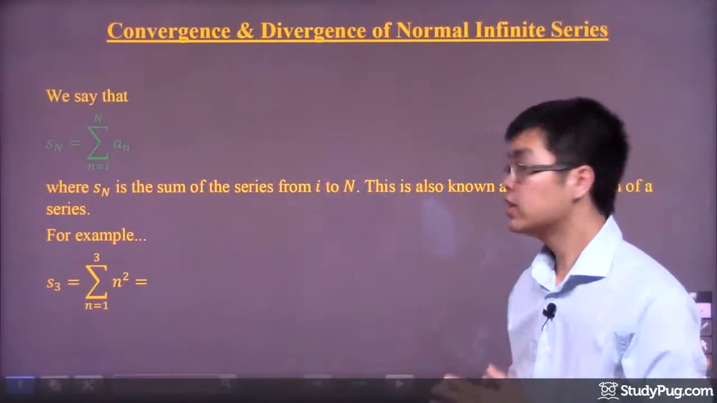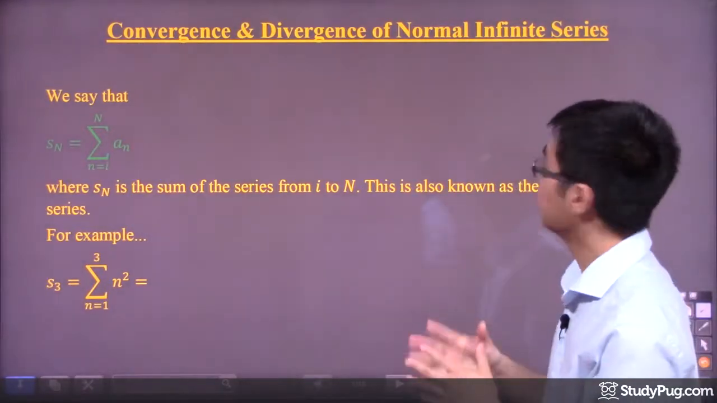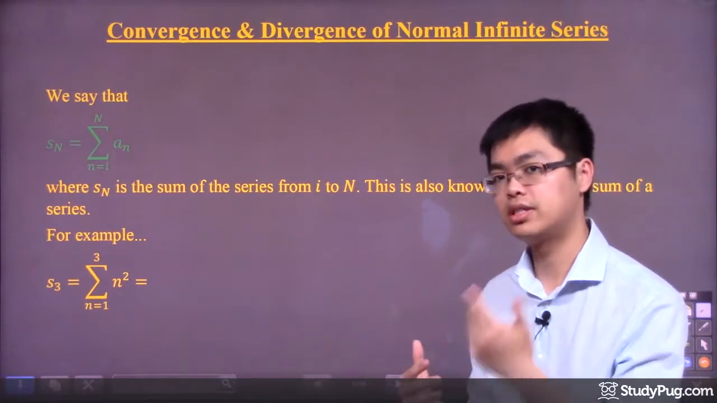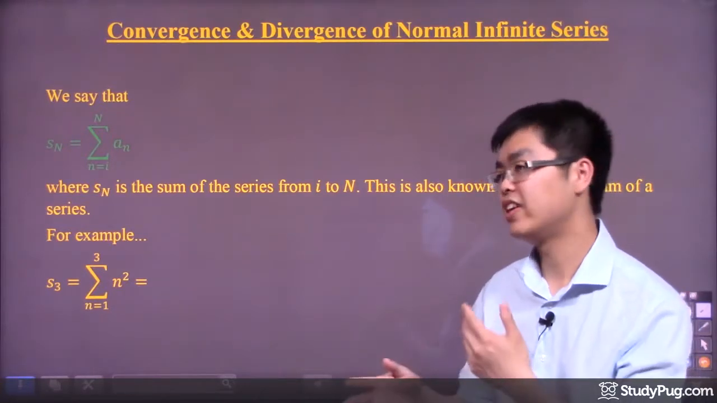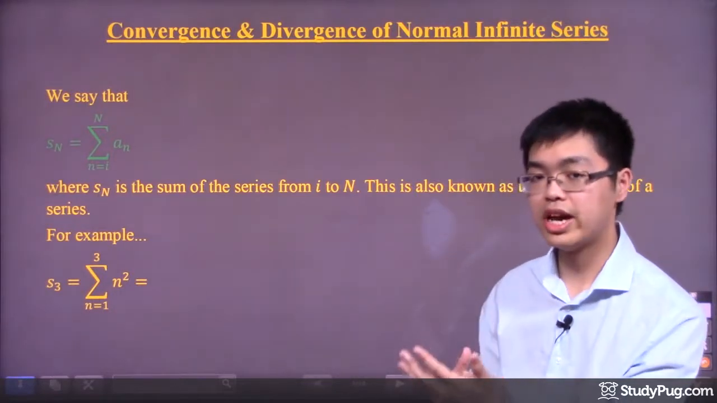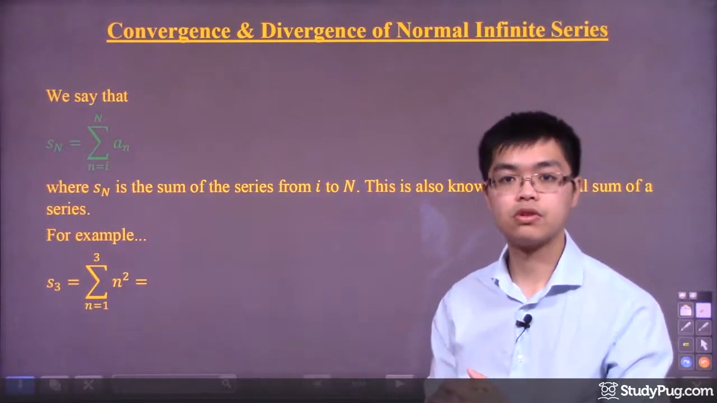So today we're going to be looking at convergence and divergence of normal infinite series. And what I mean by normal really is that they're simple looking and not very complicated. And so it'll be really easy to understand if it's converging or diverging. But let's look over some definitions first.